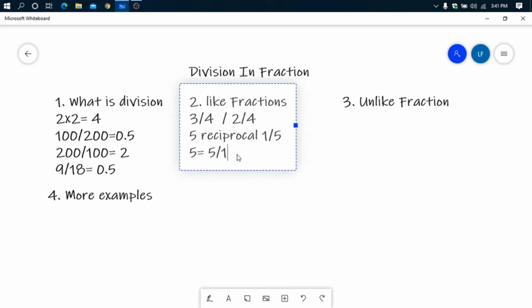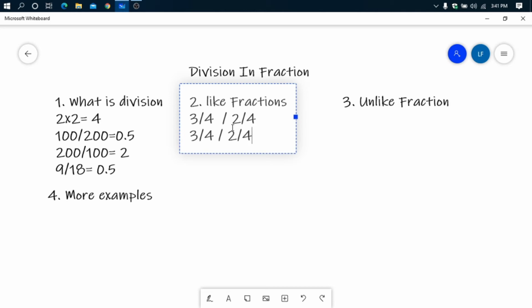So now, since we know what is reciprocal, let's go on. Let's see the same sum. So 3 by 4 divided by 2 by 4. If we take the reciprocal, what's still going to happen? You're still going to divide, but how, right?